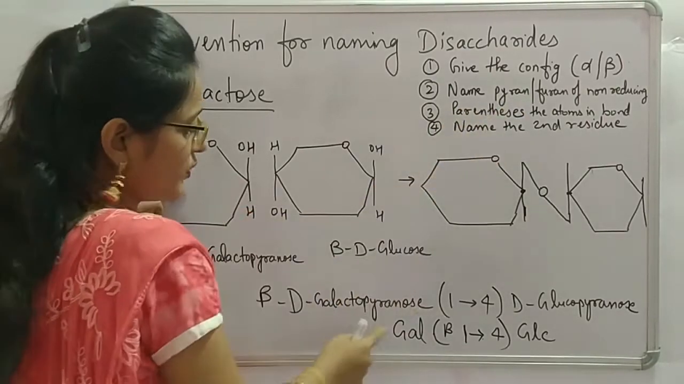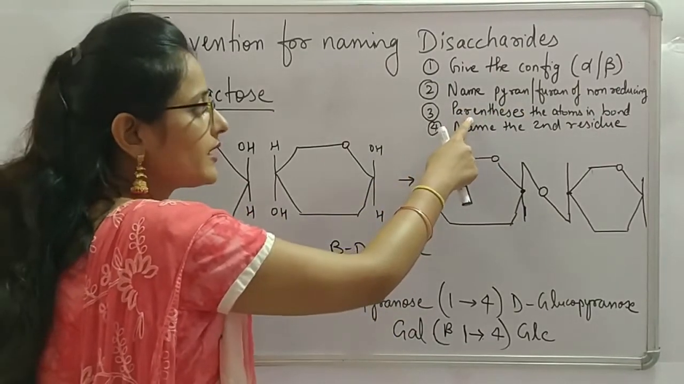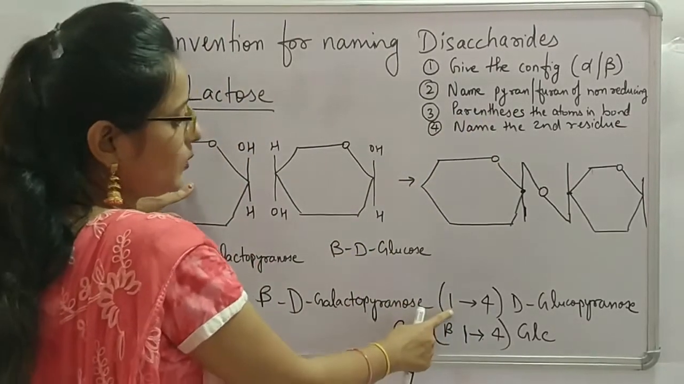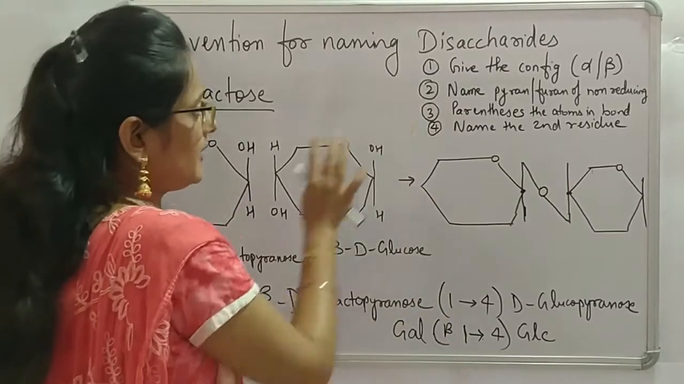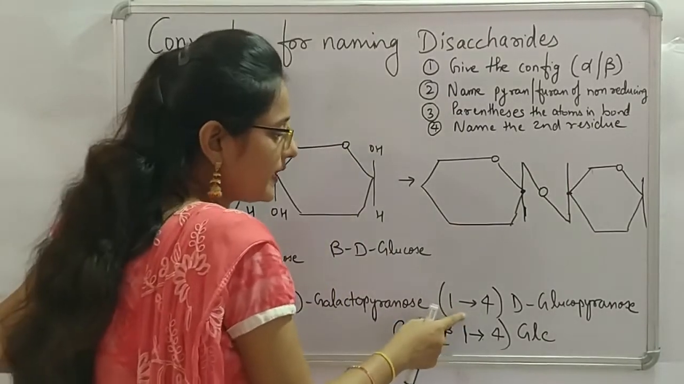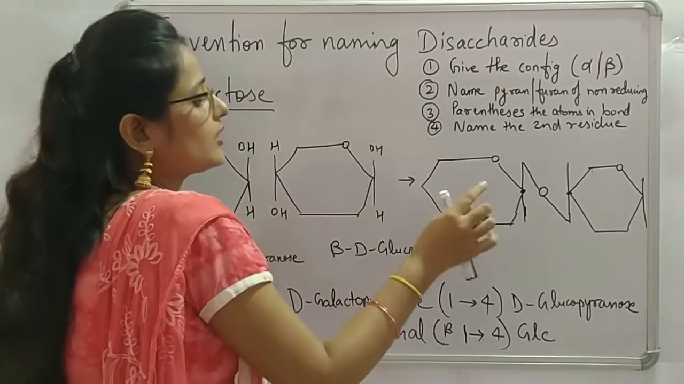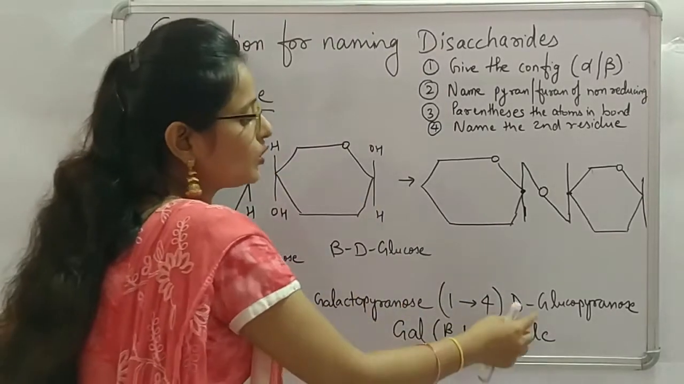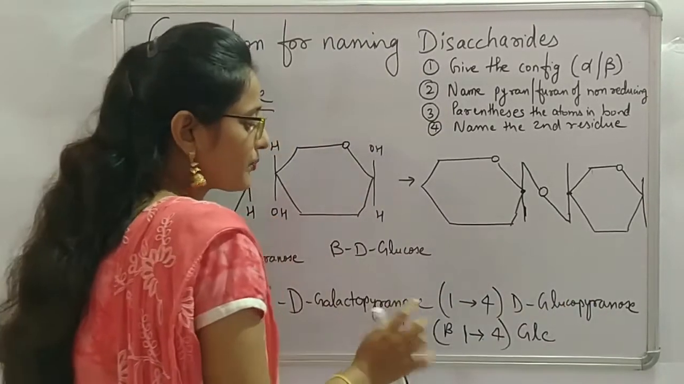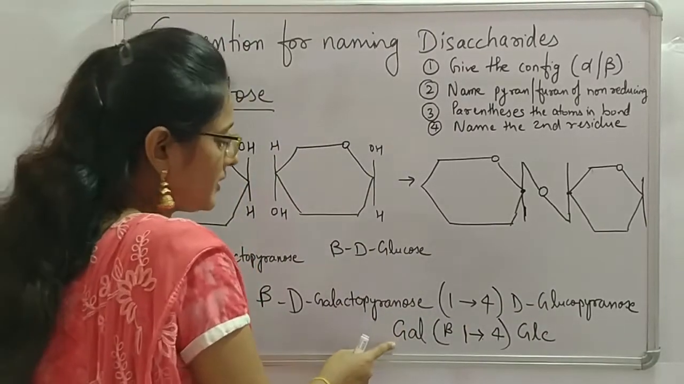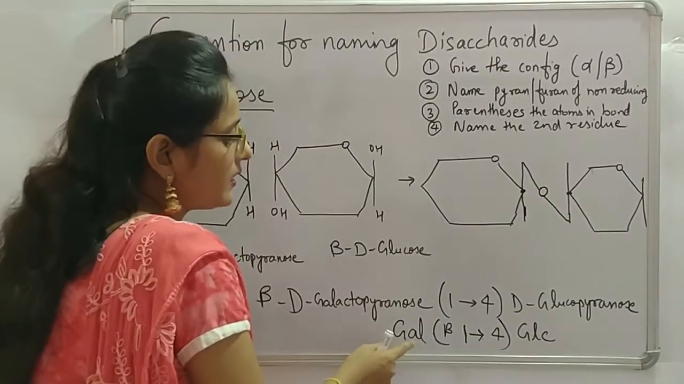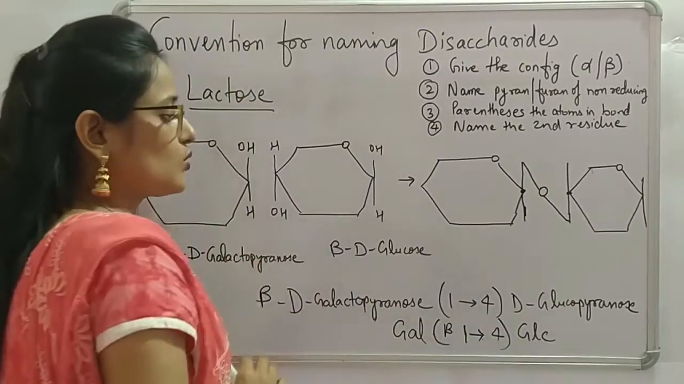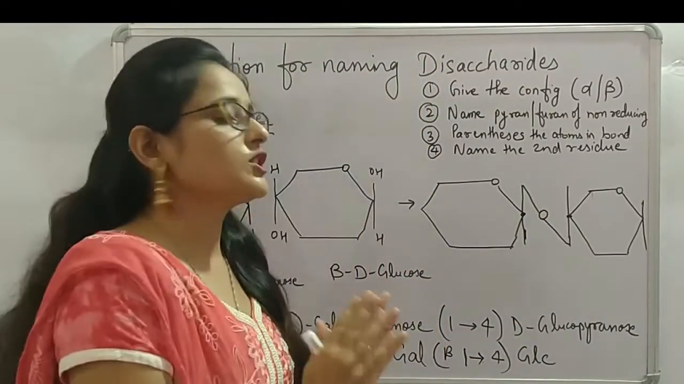The second rule says pyran or furan, so we have written pyranose. The third rule says write down the number of carbon atoms involved. So over here carbon number 1 and carbon number 4 are involved, and as this is a reducing sugar, we will use a single-headed arrow. Then the last rule says you have to write down about the second monosaccharide. The second monosaccharide over here is beta D glucose, so I have written D glucopyranose, and in short form I will write GAL beta 1 single-headed arrow 4 GLC for glucose. So we have learned how to do the nomenclature of disaccharides.